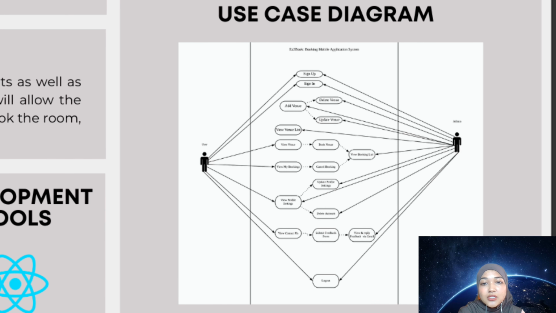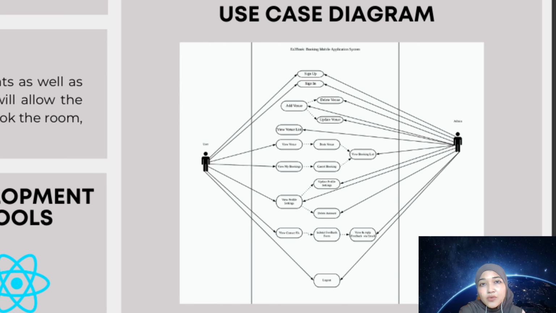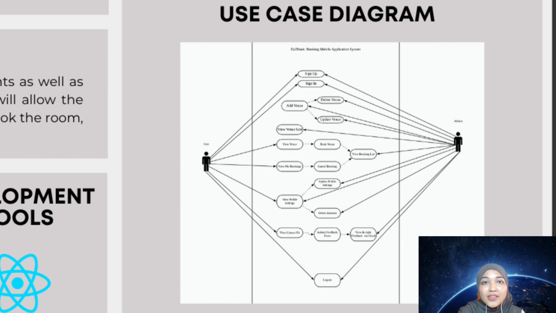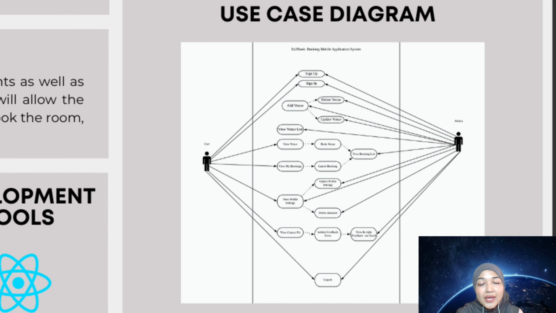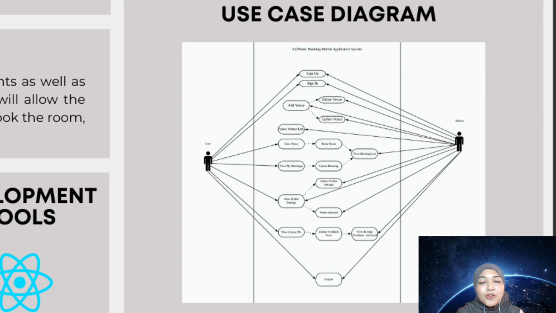Both of the users, the admin and the user, are able to view their profile settings, and from there they can update it or delete their account. The user will be able to view the Contact Us page, and from there they can also submit a feedback form, which will then be viewed and replied to by the admin. Last but not least, both are able to log out from the application.